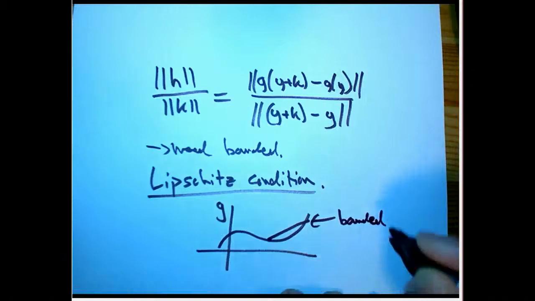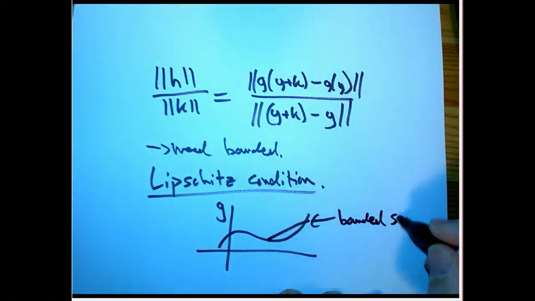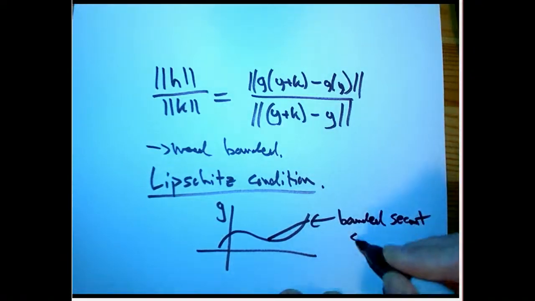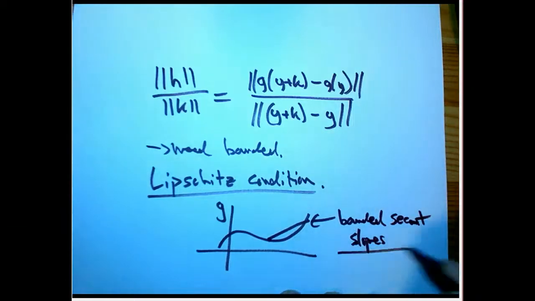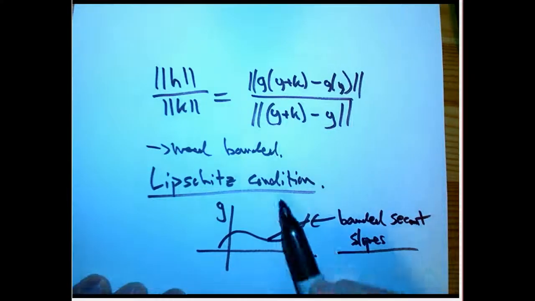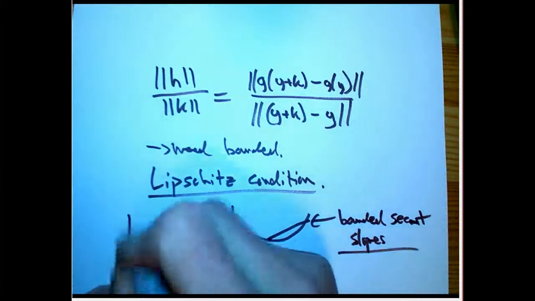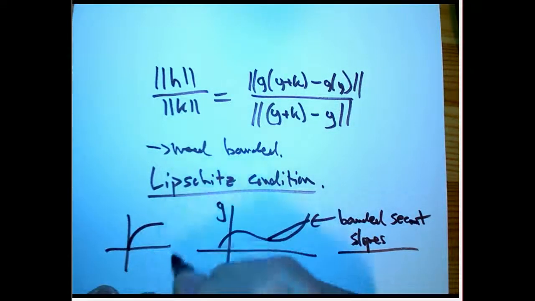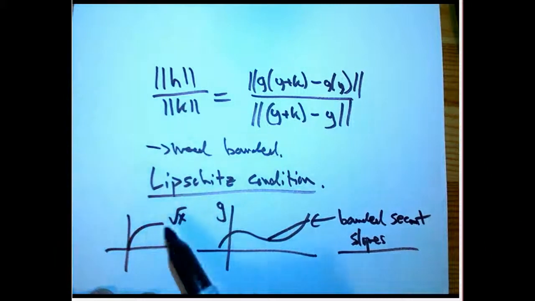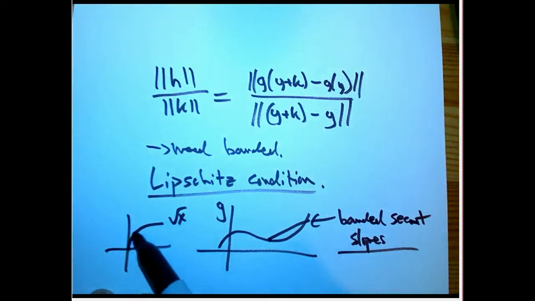Obviously, in multiple dimensions, it's not quite accurate to think about that. But for our purposes, it doesn't go far wrong if you just think of the one-dimensional intuition. Bounded secant slopes. That's what a Lipschitz function is. So an example of something that isn't Lipschitz is the square root function. That's a continuous function, but it's not Lipschitz because the slope is unbounded when you go towards 0.